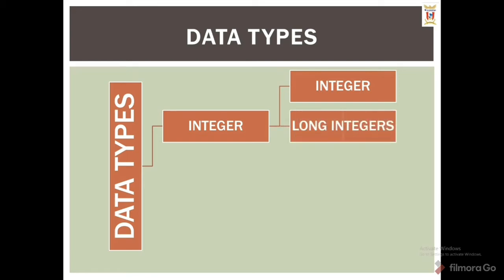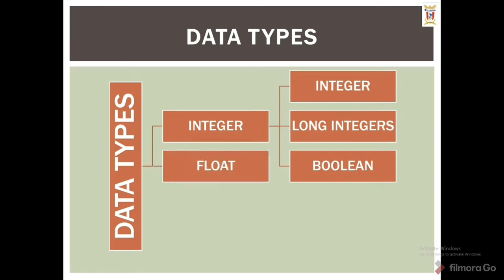Then comes the long integer. This stores a value that lies beyond the range of integers, that is, minus infinity to plus infinity. The last one is boolean, which represents the data which is in the form of true and false. So 0 represents false and 1 represents true.